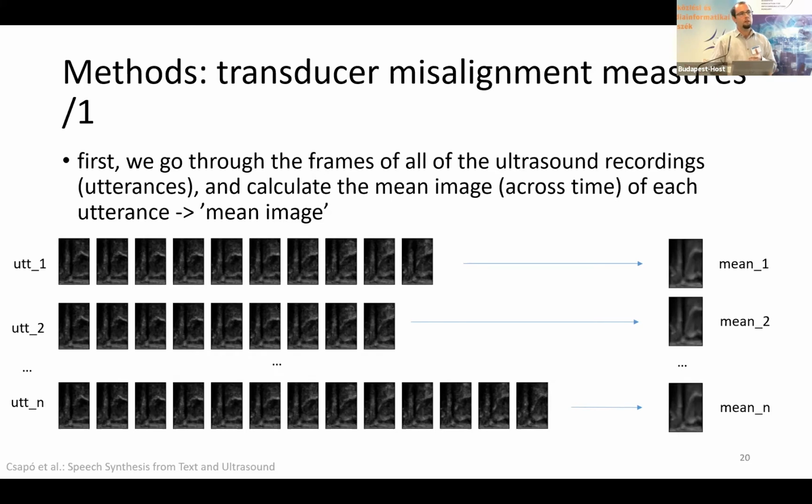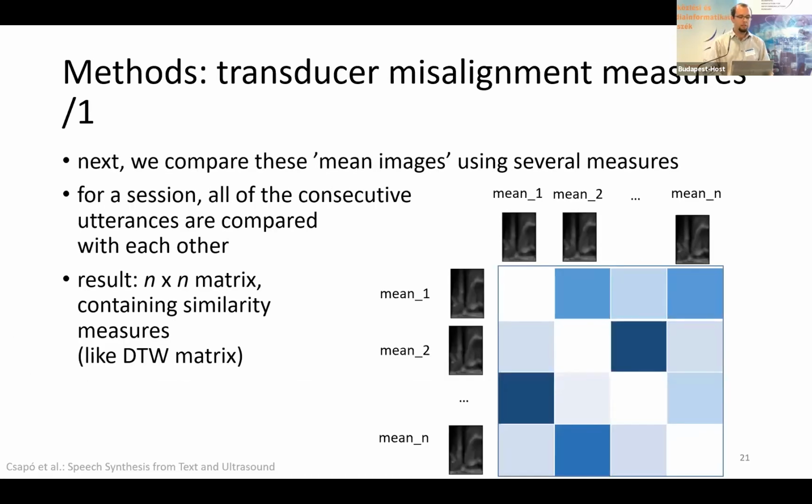And we assumed that if there are regular sentences, then this average ultrasound image should show some kind of neutral or average tongue position. So this should be the same across time as we go from the first sentence to the last sentence. If we compare these images with each other and calculate a DTW matrix or a mean square error measure, we can create some kind of error map, which shows the ultrasound transducer positioning, or whether the tongue is at the same position or not.